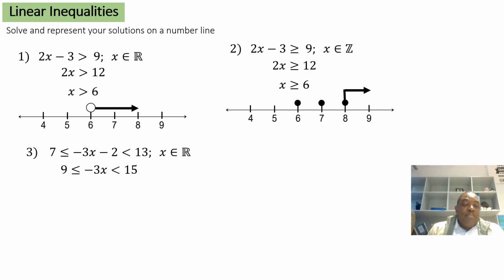Here's another example of a double-sided inequality. Solve. Remember, still do the same thing. Additive inverse of negative 2 on both sides. Then you divide both sides by negative 3 and look at the inequality signs.